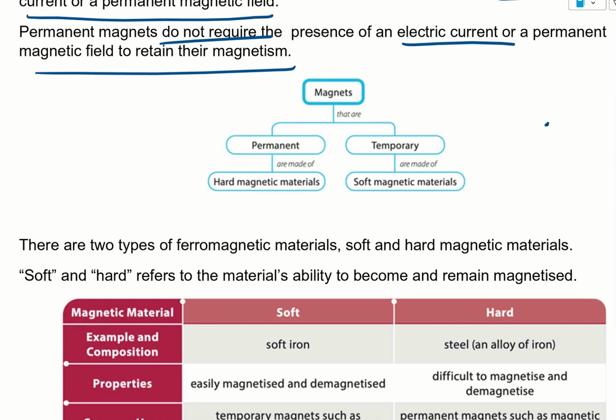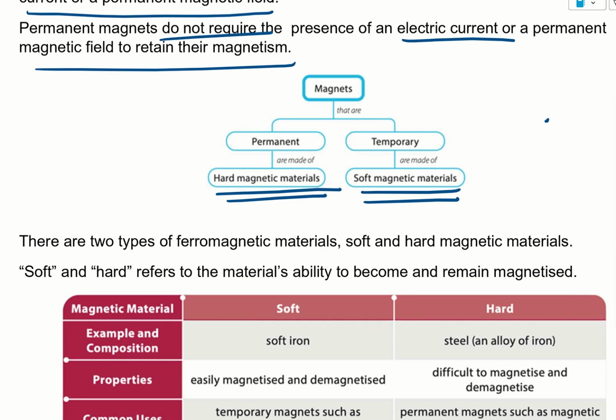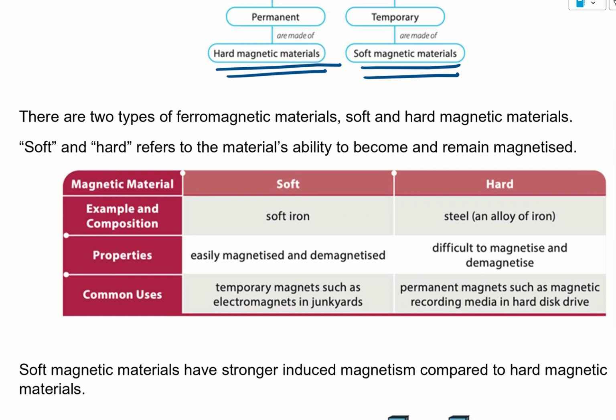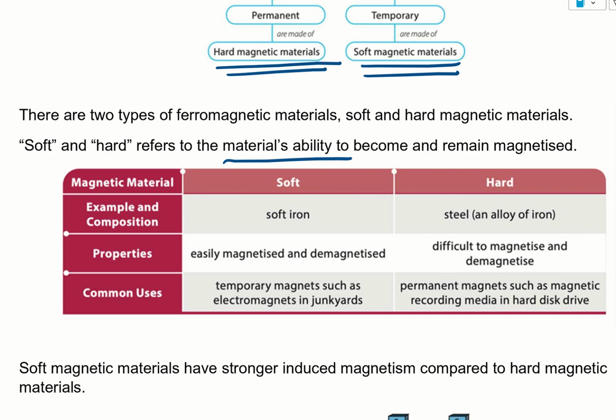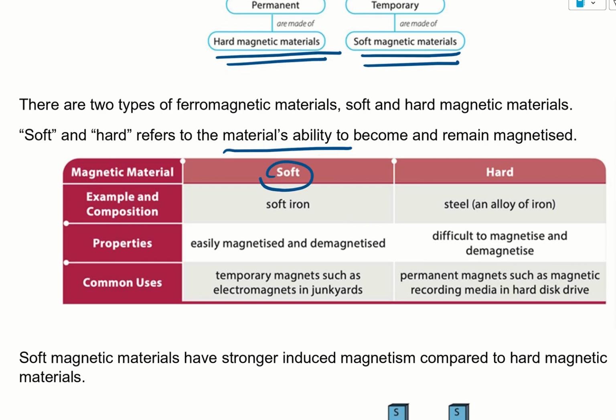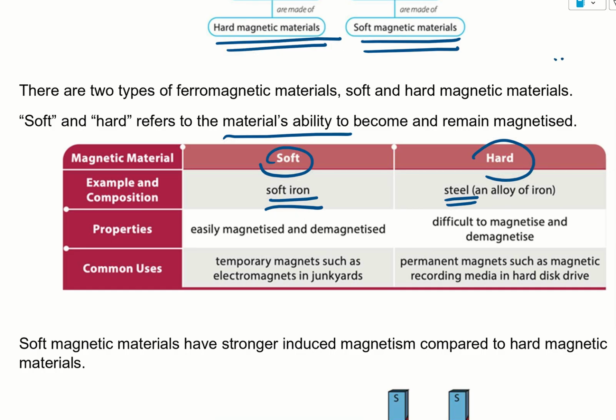Okay, so permanent magnets are made of hard magnetic material. Temporary is made of soft. Okay, hard and soft doesn't mean the texture or how it feels. Okay, it refers to the material's ability to become and remain magnetized. So the soft one is your iron. Okay, hard is the steel. So for iron, it is soft magnetic material. It is easily magnetized and demagnetized.